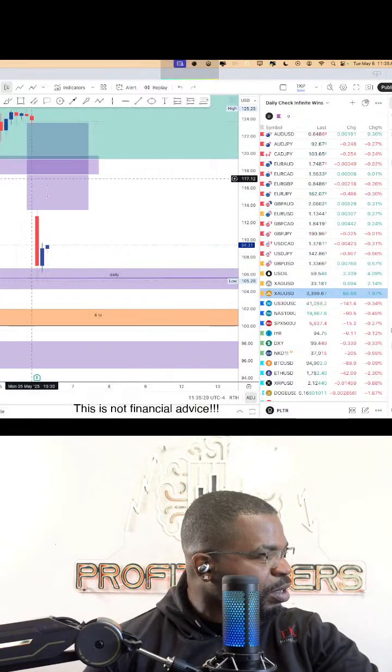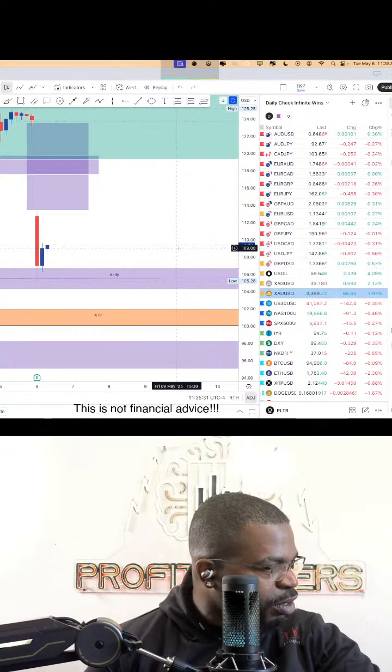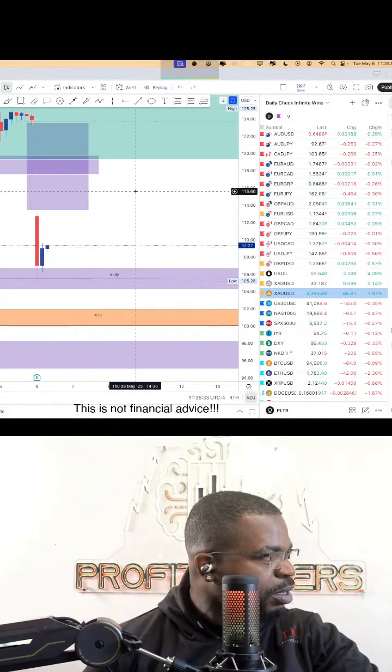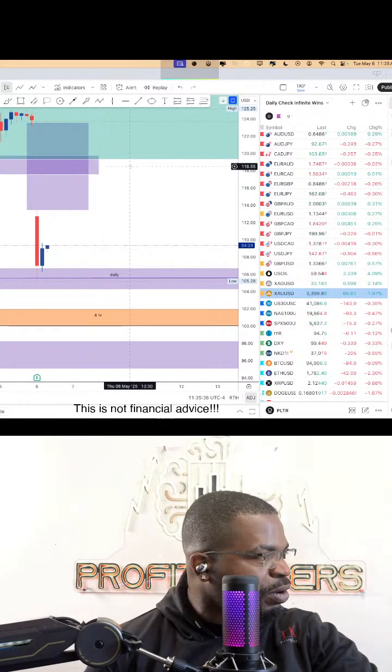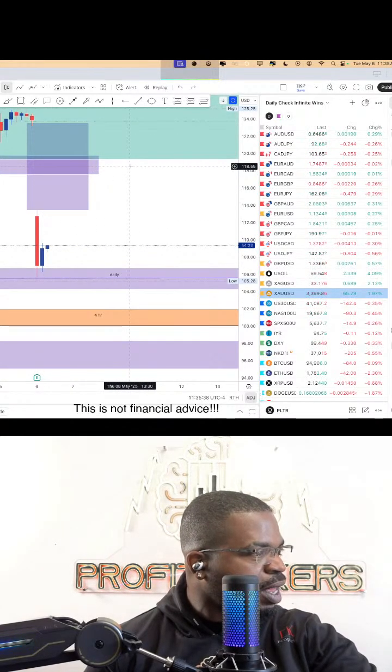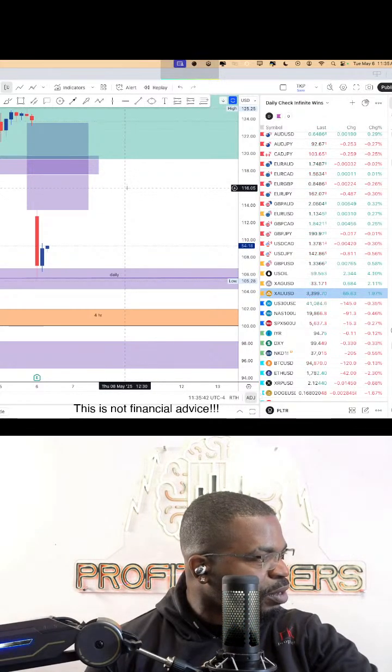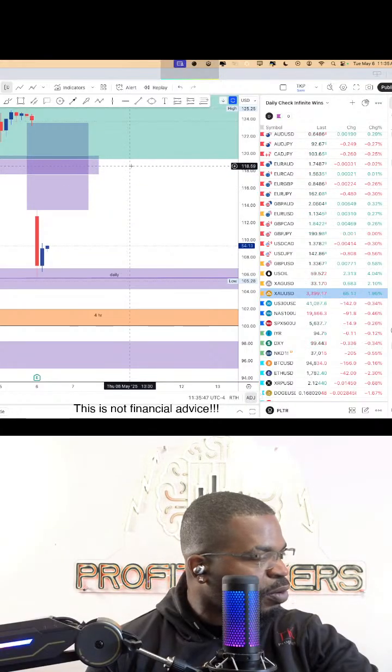Like I said, as long as the hour closes above 109, a push towards 118 looks pretty solid. In between, what is this? 116 and 118.